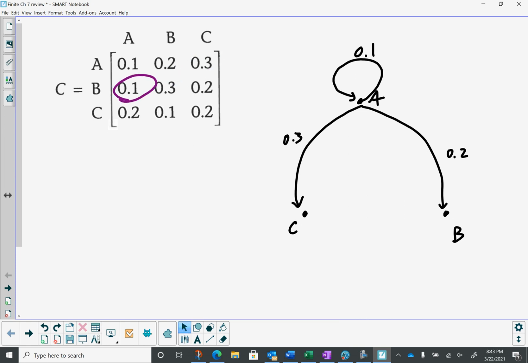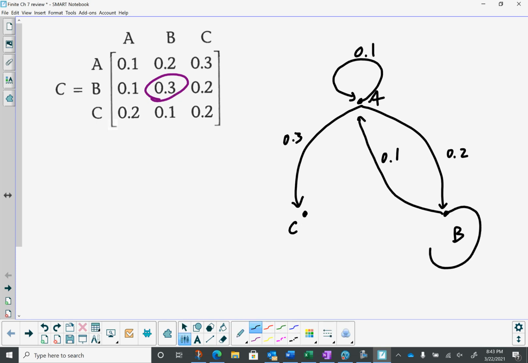Keep going. B back to A. That's not the same thing as AB. B back to A, 1/10. B loops around itself. And again, you can have that going around clockwise or counterclockwise. I'm not picky about that.